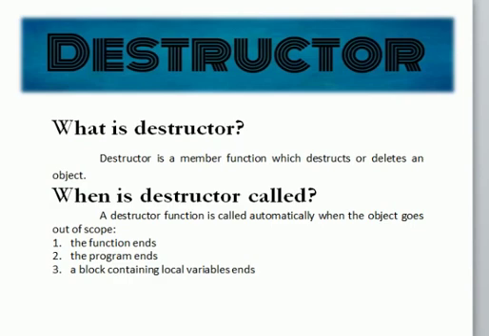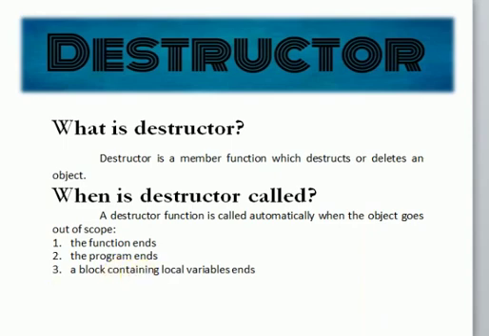Next we will see the destructor. What is a destructor? A destructor is nothing but it destroys the object. That means it deletes an object. So when is the destructor called? The destructor function is called automatically when the function ends, or the program ends, or a block of local variables ends. When it all ends, the destructor will be called automatically.